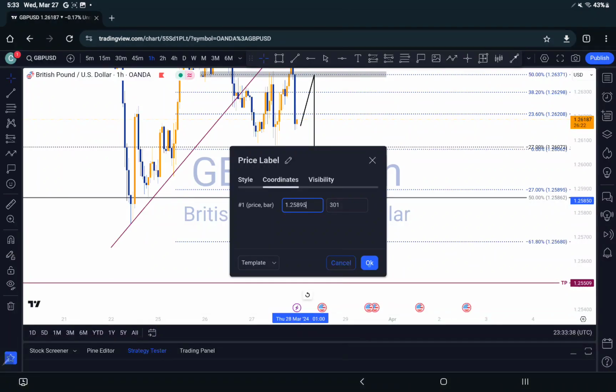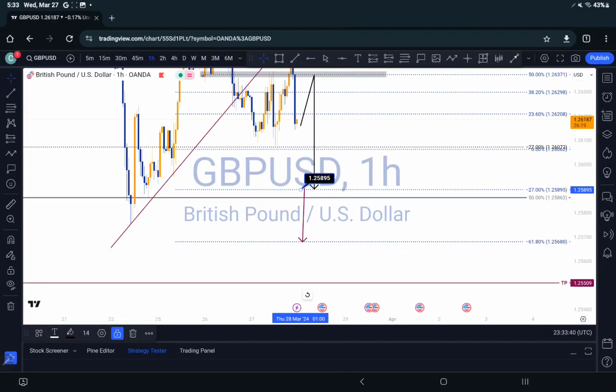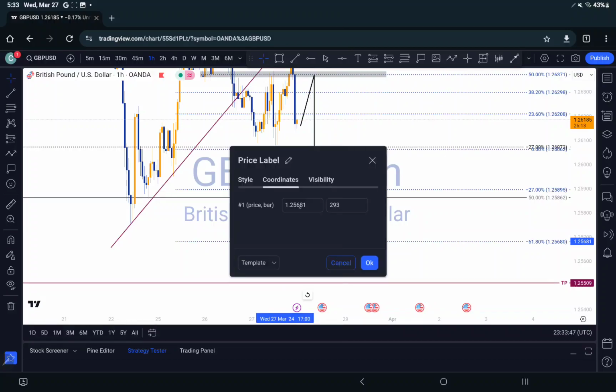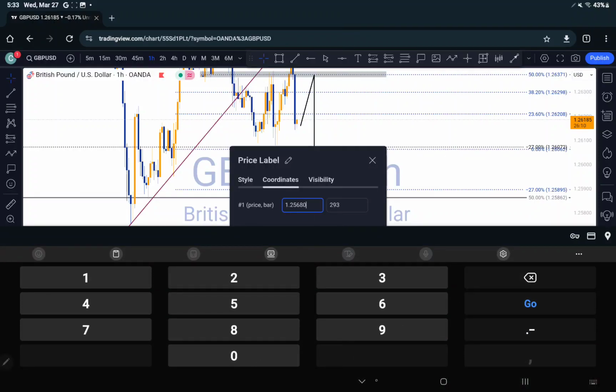9895. Okay, that looks good. So let's go to our second TP, just in case, which will be around this area right here. 80.